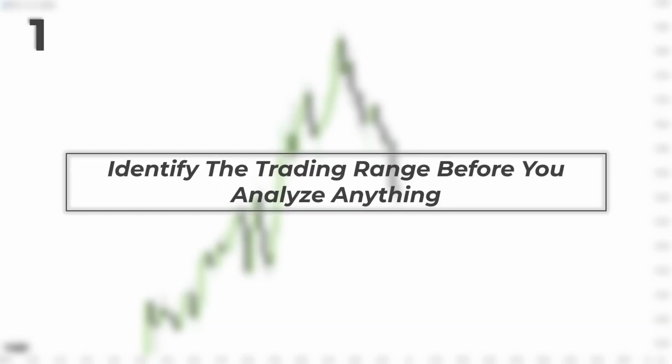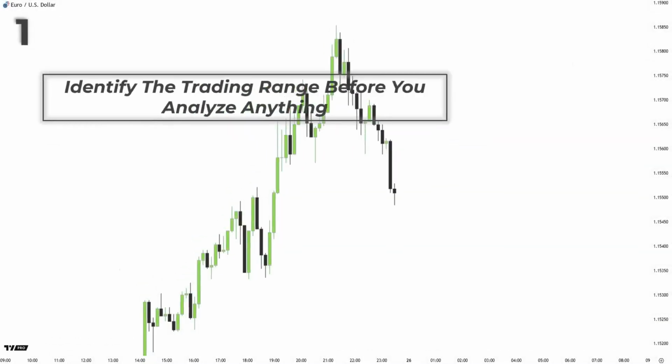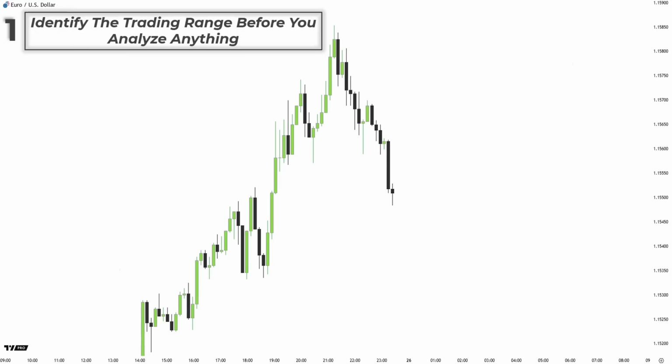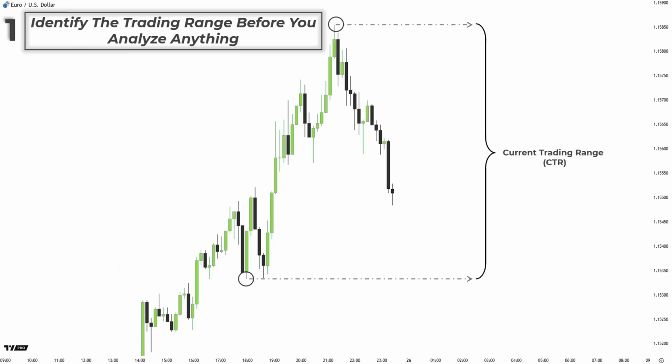Hack number 1. Identify the trading range before you analyze anything. The first thing is simple. Before anything else, you need to identify your current trading range. So what do I mean by trading range? A trading range is not just a box or a consolidation. It's the area where price is currently operating and where liquidity is being built. In simple terms, it's the zone that gives us the most information about future price direction once the price breaks either side of it. And as long as the price is inside this range, we need to carefully monitor the price action.